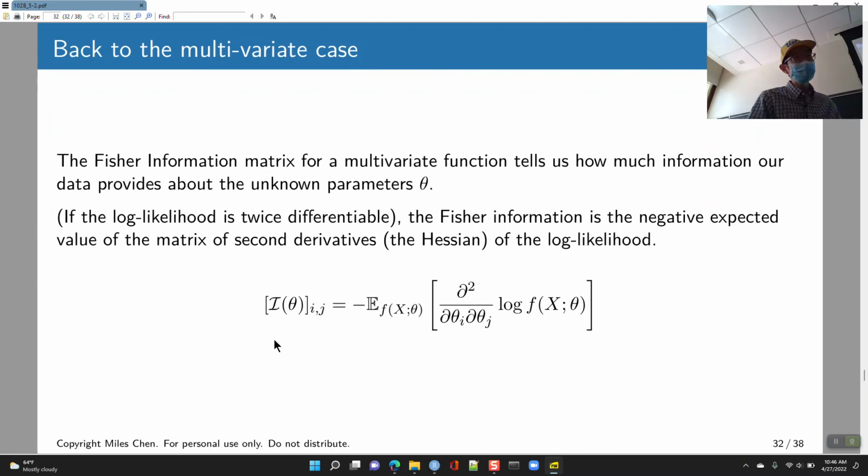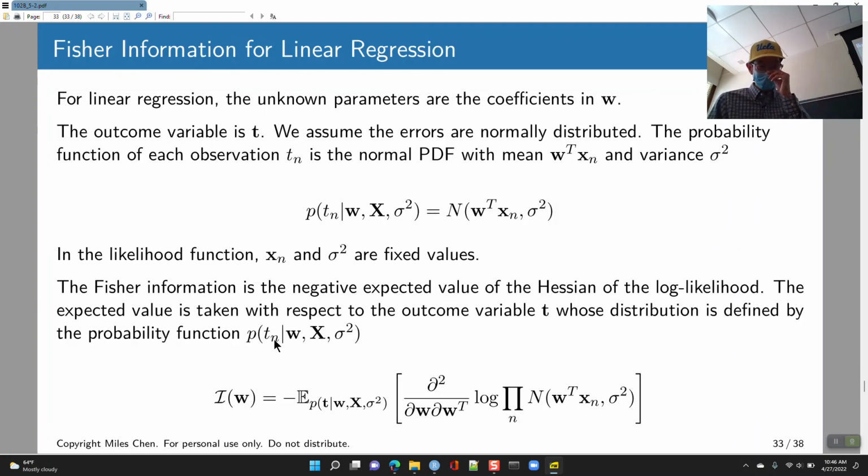Okay, same idea, but now we're expanding this to the multivariate case. So we can try this for linear regression, right? We're going to assume the errors in our outcome are normally distributed, and if that's the case, then the probability function for each observation we have is the normal PDF with this mean and this variance, okay?